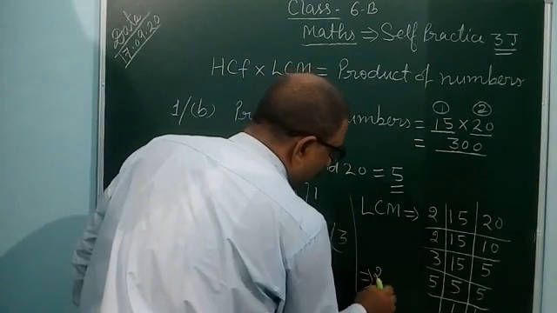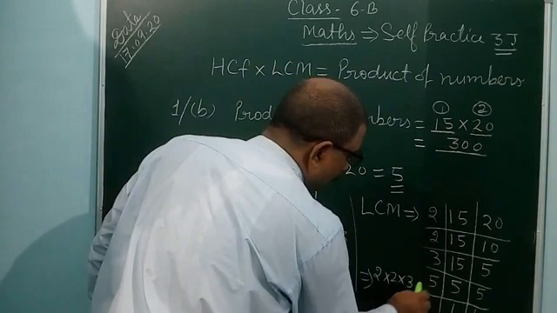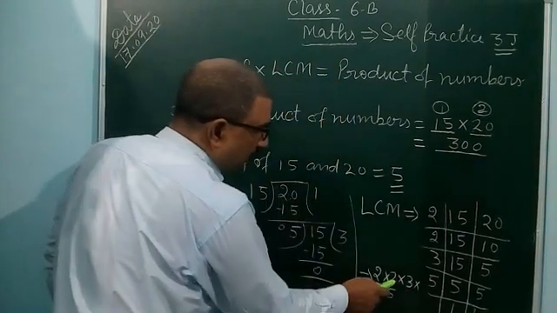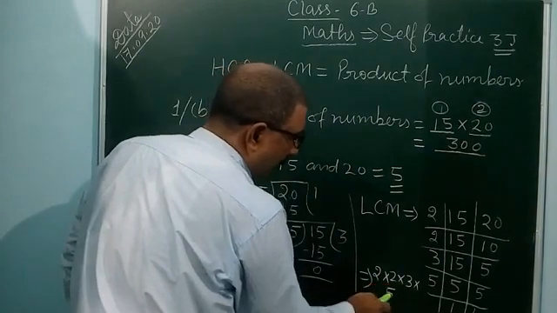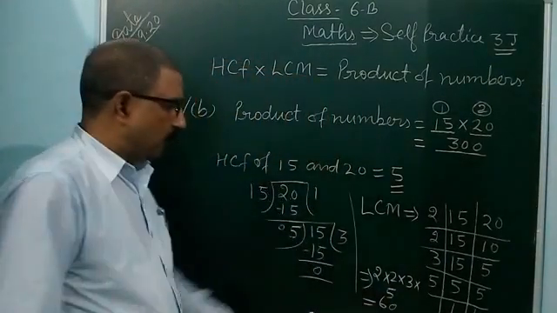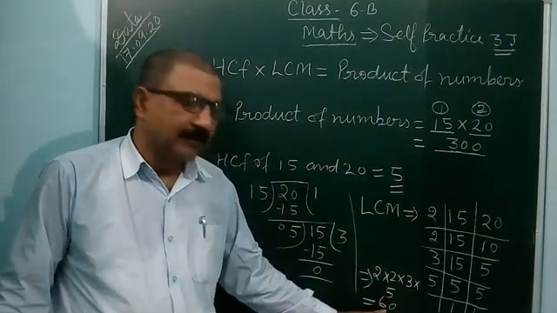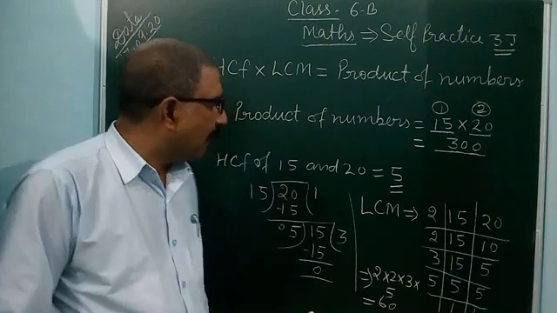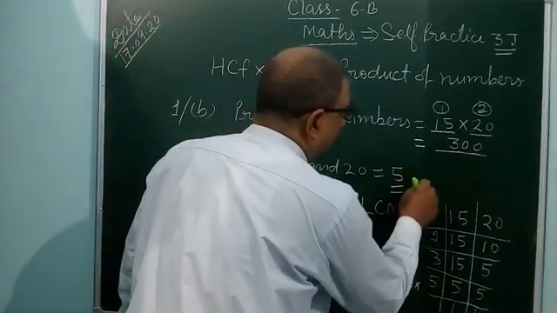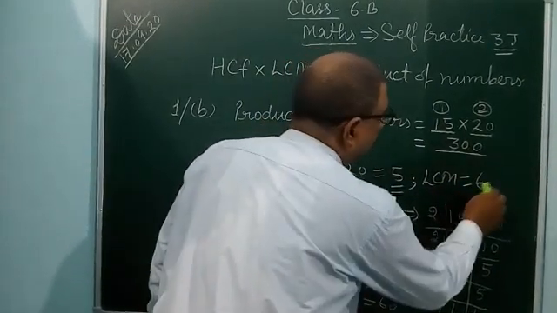2 into 3 into 5. You can see 2 times 2 is 4, 4 times 3 is 12, 12 times 5 is 60. So 60 is the LCM of the numbers. So you can write here LCM is equal to 60.